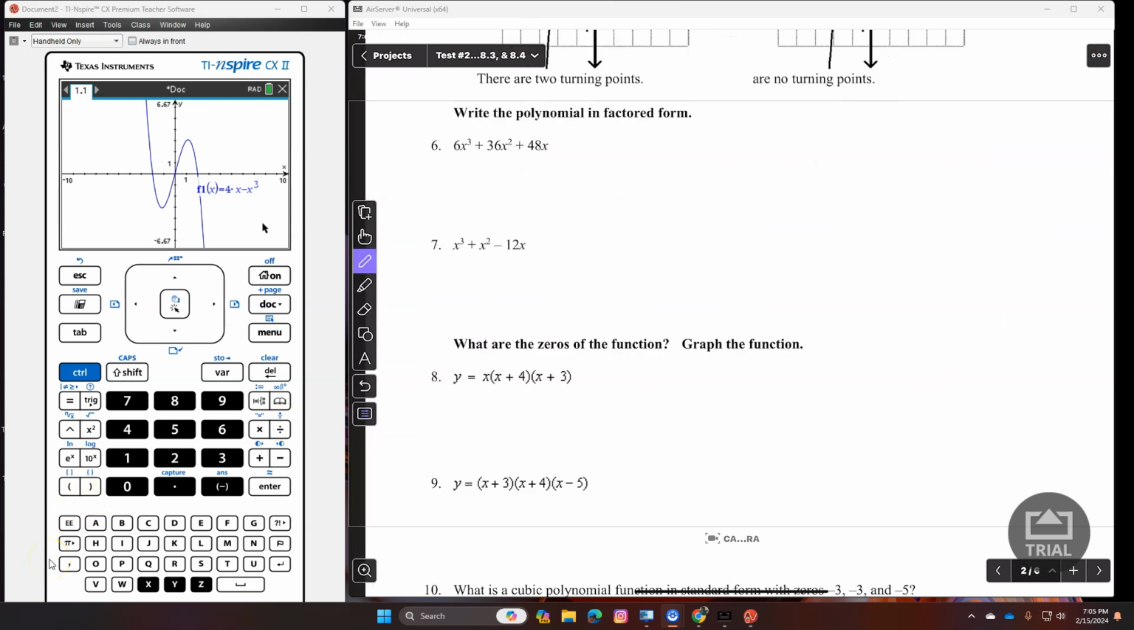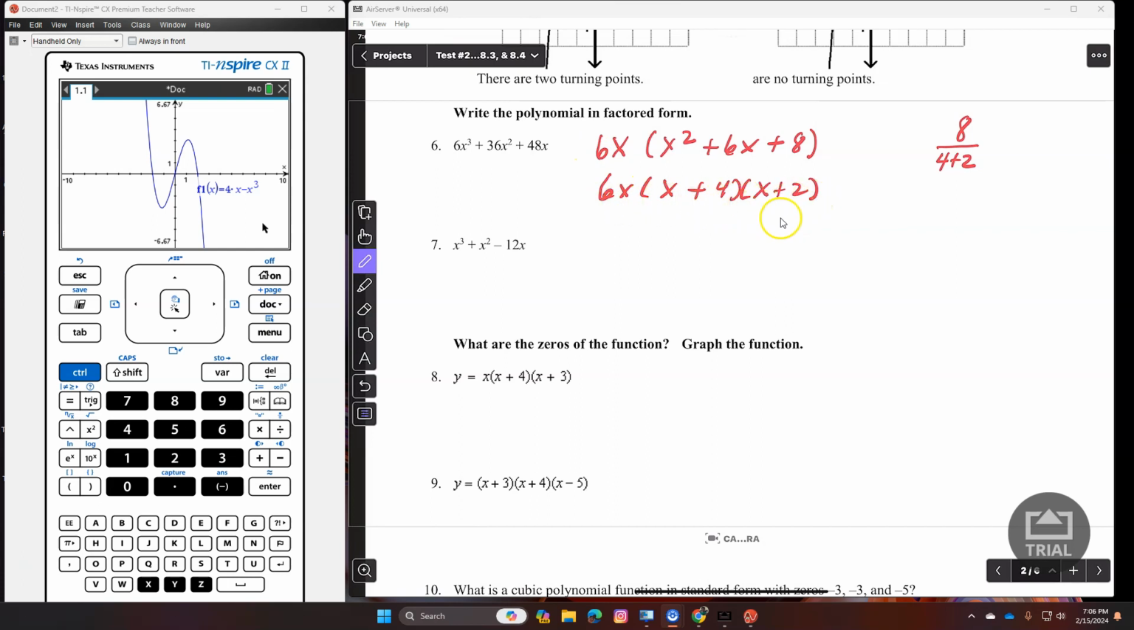Write the polynomial in factored form. So you notice that x here is a common factor. And you also know that 6 is a common factor. So the GCF is 6x. So you have x squared plus 6x plus 8. Now you're going to factor 8. And you notice that it's going to be 4 times 2, because 4 times 2 is 8 and 4 plus 2 is 6. So the factors are 6x, x plus 4, and x plus 2. So this is in factored form.